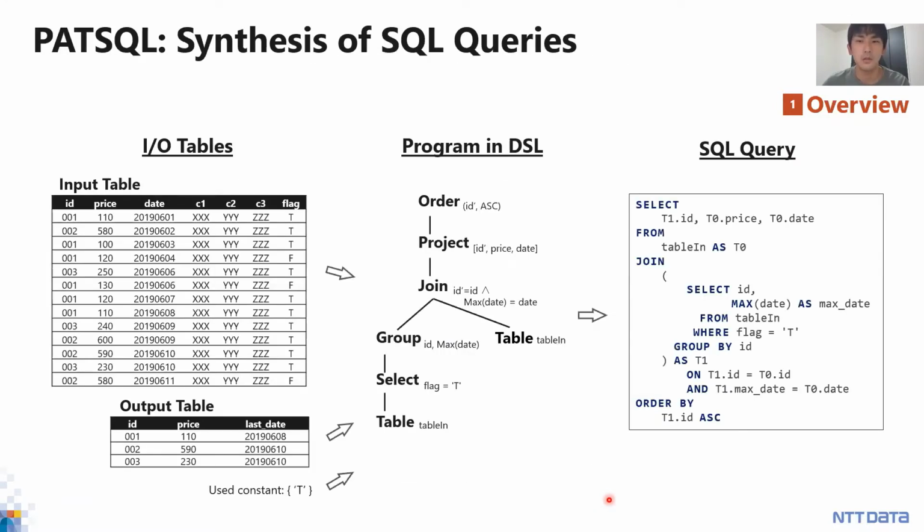In this work, we propose a PBE tool called PATSQL, which synthesizes SQL queries from example tables. For instance, if a user specifies input and output tables like this, then an SQL query is synthesized. So non-expert users can obtain SQL queries just by giving input and output tables. Let me show you a demonstration on how PATSQL works.